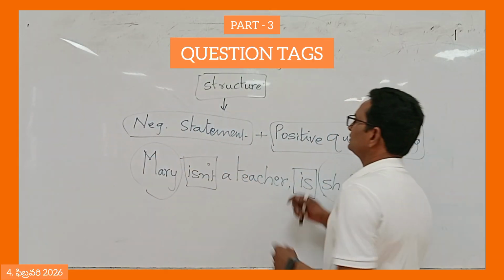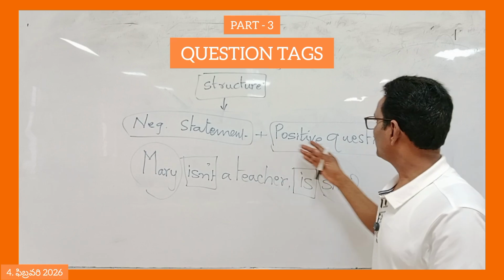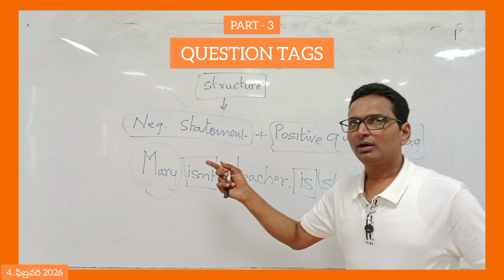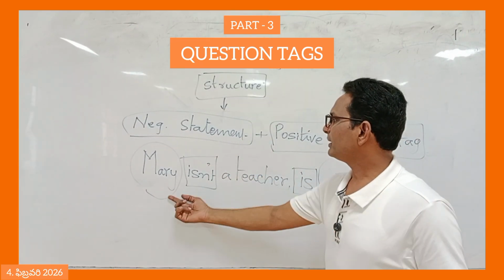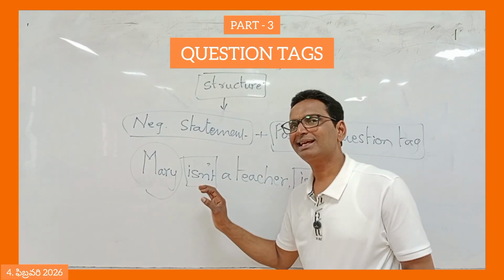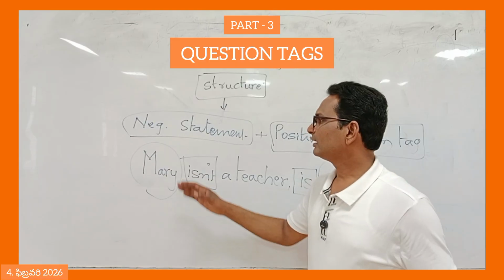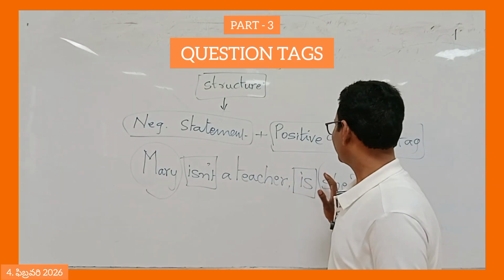Negative statement plus positive question tag. Negative statement plus positive question tag. Where is the negative statement? Mary isn't a teacher. Here isn't comes, it's a contraction again. Is plus not becomes isn't. Mary isn't a teacher. Is she?